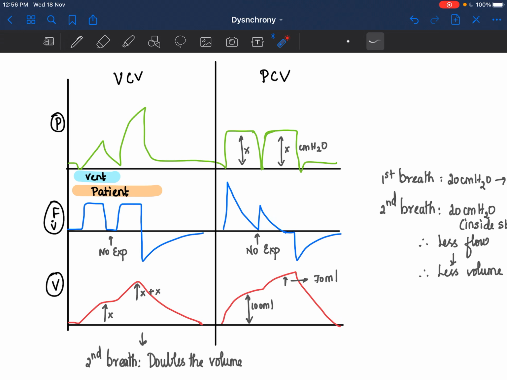If you see the volume waveform, initially there will be a rise, say around 200 ml the patient is receiving. Okay, without expiration there is another inhalation.